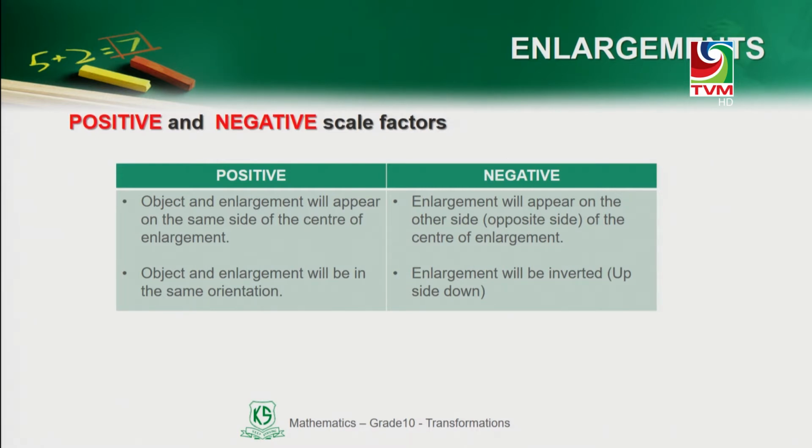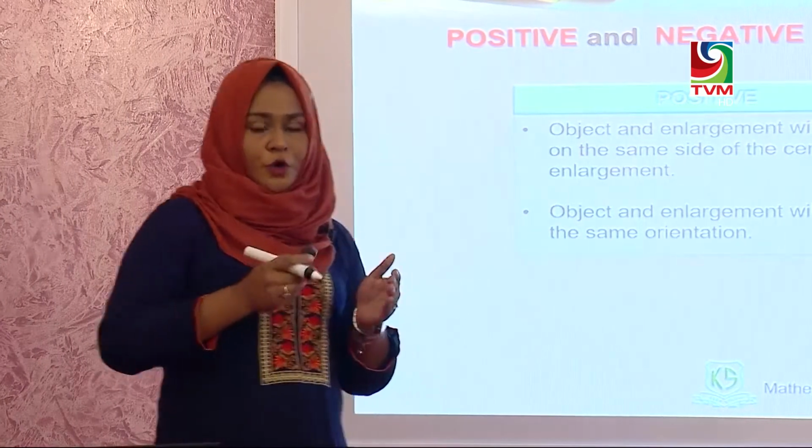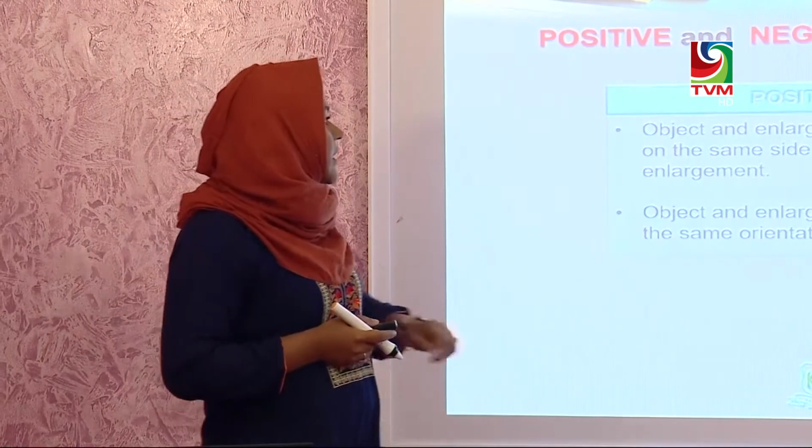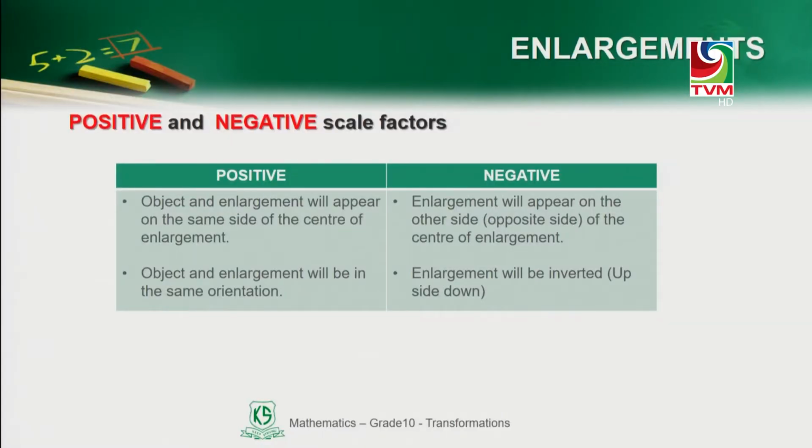But if you have a negative scale factor, then your enlargement will appear on the other side. That means your enlargement will appear on the opposite side of the center of enlargement. This means if you have a negative scale factor, object and enlargement will be on opposite sides of the center of enlargement. If you have a positive scale factor, object and enlargement will be in the same orientation. This means your object and image will be in the same direction. But if you have a negative scale factor, your enlargement will be inverted. Inverted means upside down. So your image will look like it has rotated 180 degrees.